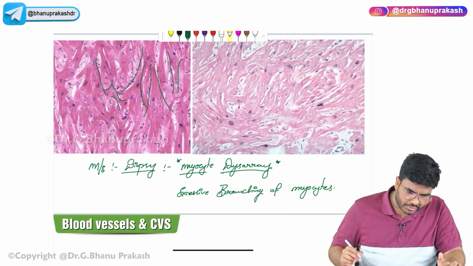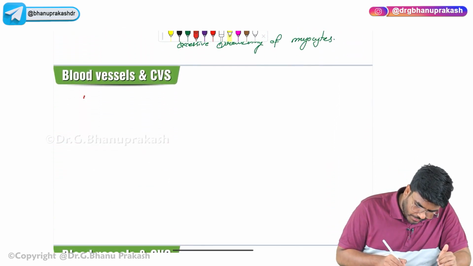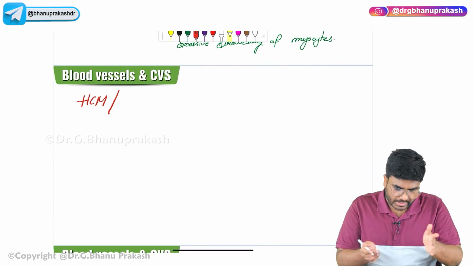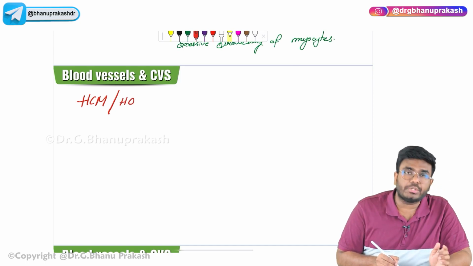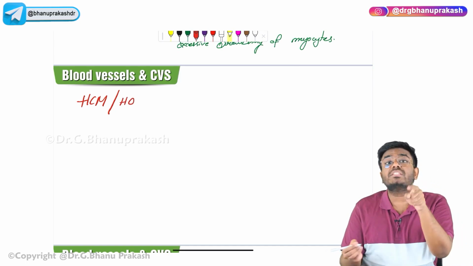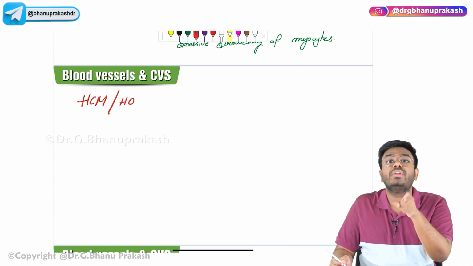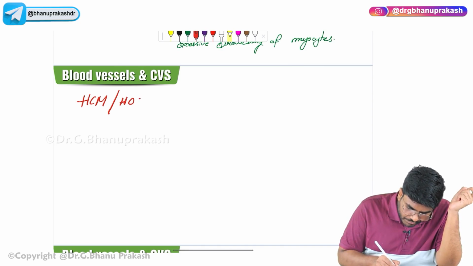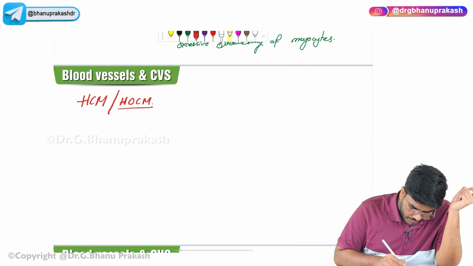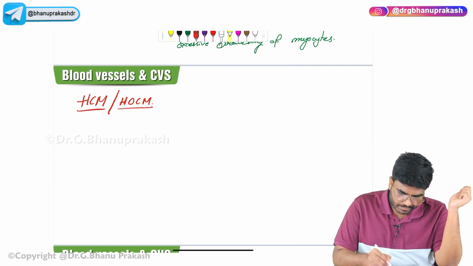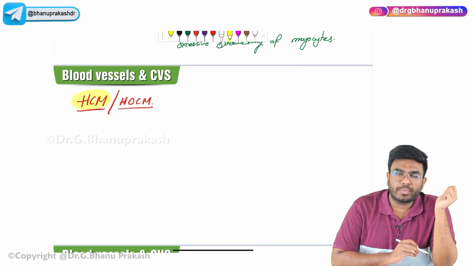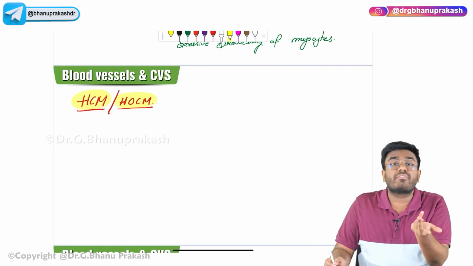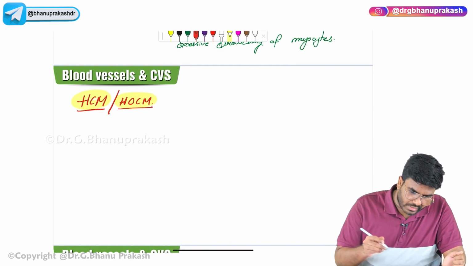Next, after this, what else you should know? In hypertrophic cardiomyopathy, HCM, there is one more synonymous term: hypertrophic obstructive cardiomyopathy. There is septal hypertrophy, but it is also obstructing. Obstructing what? The left ventricular outflow tract. So that's why it is called hypertrophic obstructive cardiomyopathy. HCM and HOCM are one and the same. HCM means hypertrophic cardiomyopathy. HOCM means hypertrophy is there along with obstruction, in the left ventricular outflow tract.